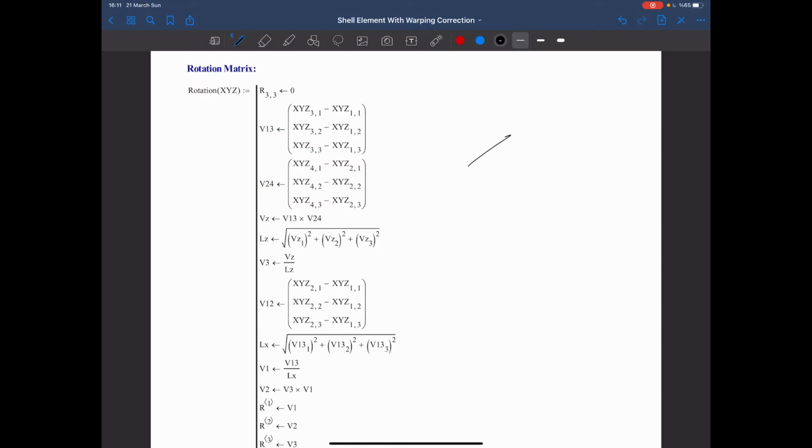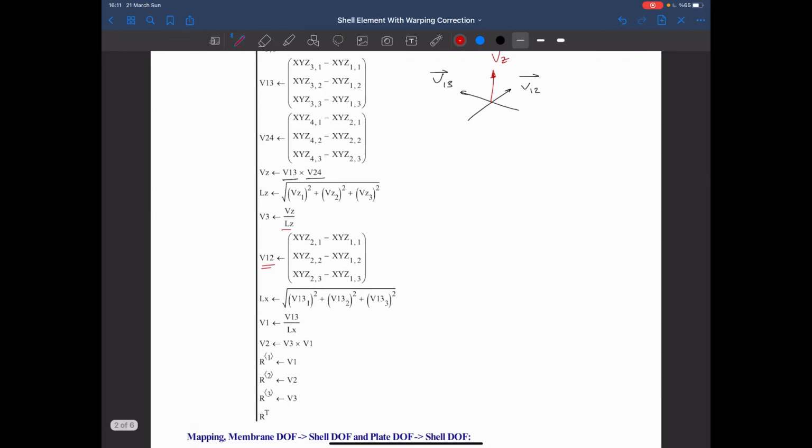So let's remember V12 and we have the V13 vectors. When you take the cross product of V12 and V13, you calculate your Vz vector, and dividing it with its length, I'm obtaining the unit vector. Here there's a calculation of V12, but we are not using it. So V1 is just V13 divided by its length.